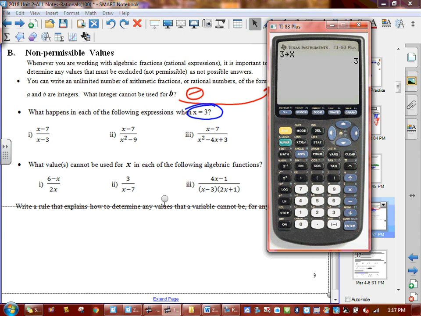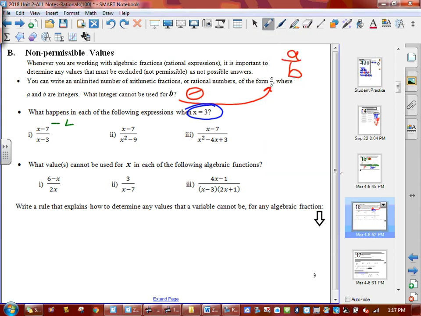So on the main screen, now we're just going to type in x minus 7. So x subtract 7. What are we going to get on top? Negative 4. Now on the bottom, we're going to go x minus 3. Enter. 0. So if x is 3, we get negative 4 over 0. Are we allowed to have that? No.